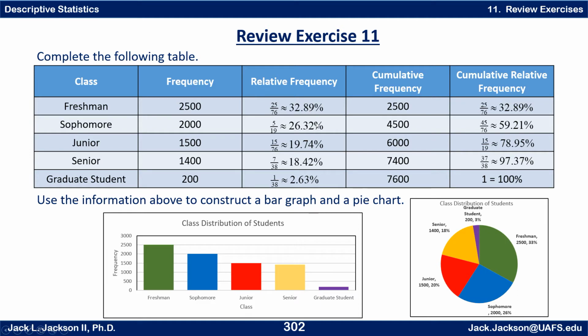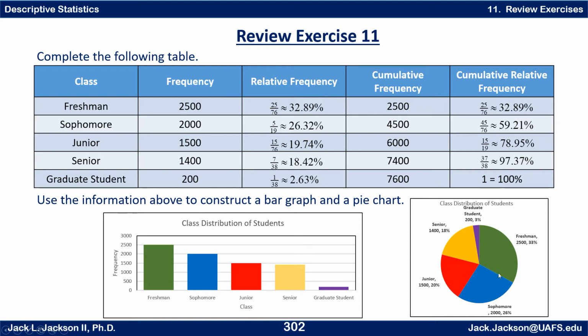Add these first three relative frequencies, or just take the 6,000 and divide by 7,600, either way, to get 15/19 for the cumulative relative frequency of juniors. That's 78.95%. So about almost 79% of the students are juniors or lower. Similarly for seniors, take 7,400 divided by 7,600 to get 37/38 or 97.37%. And of course, the last one on cumulative relative frequency is always 1 or 100%.